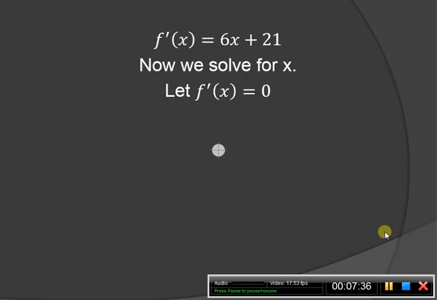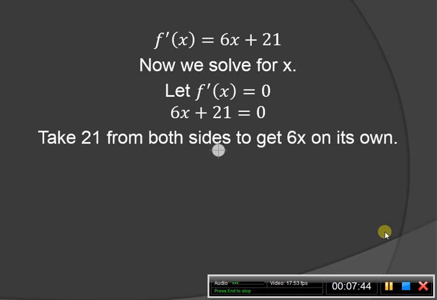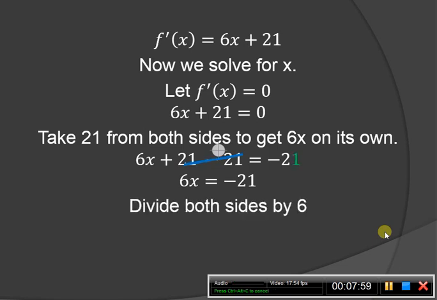We'll now let our first derivative equal to 0. So 6x plus 21 is equal to 0. We then take 21 from both sides to get 6x on its own. So we get 6x plus 21 minus 21 is equal to minus 21. The plus 21 and minus 21 cancel, giving us 6x is equal to minus 21.